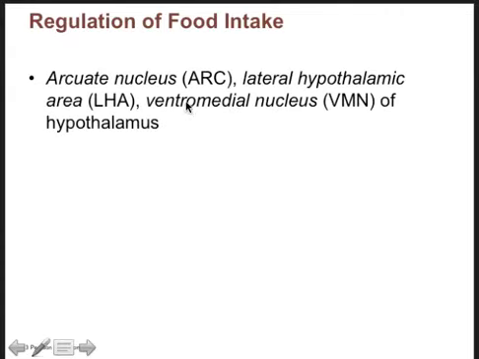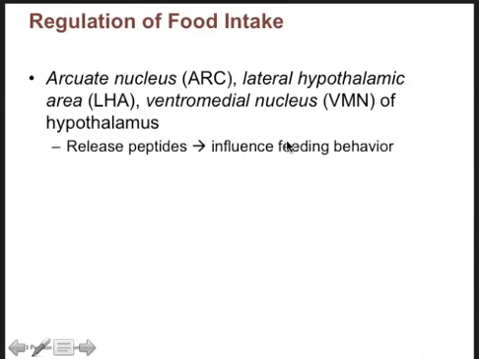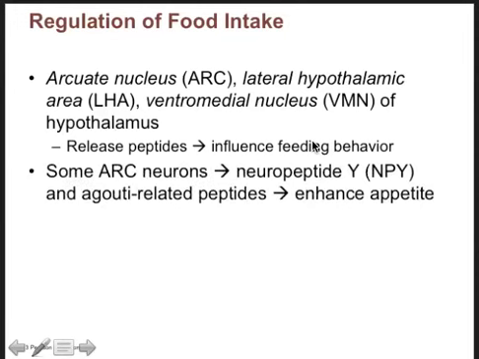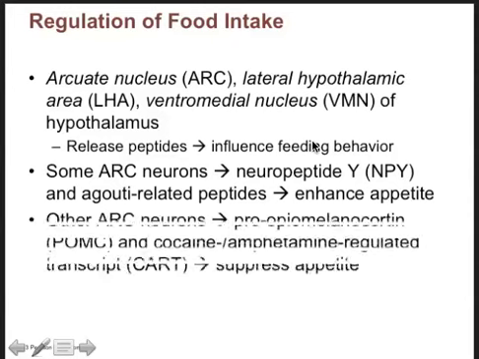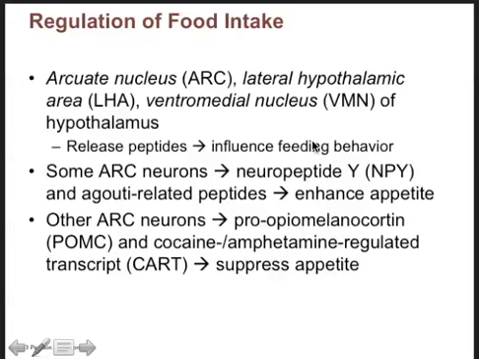The arcuate nucleus in the brain and the lateral hypothalamic area, as well as the ventromedial nucleus of the hypothalamus, all have a role. They release peptides that influence feeding behavior. Some ARC neurons produce a compound called neuropeptide Y. This is a short-chain protein. And agouti-related peptides can enhance appetite. Other ARC neurons can produce pro-opiomelanocortin compounds, and cocaine and amphetamine-regulated transcript compounds can suppress the appetite.